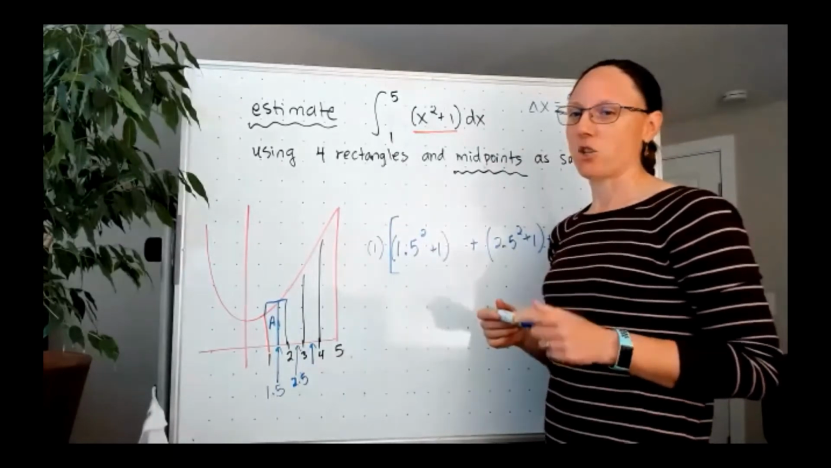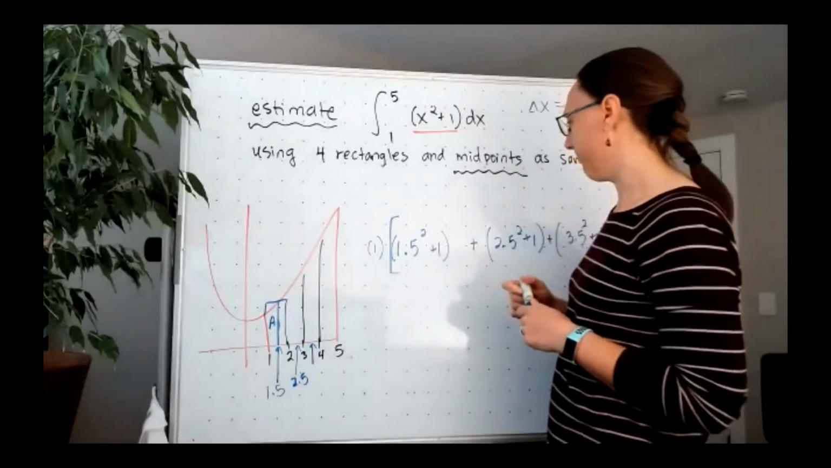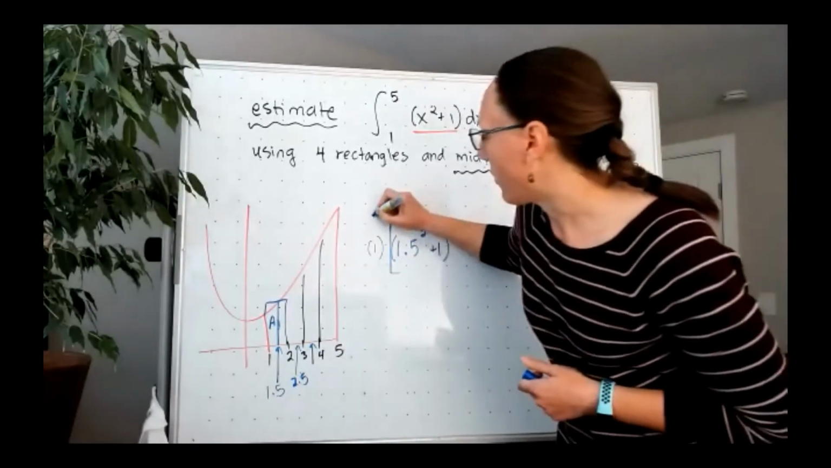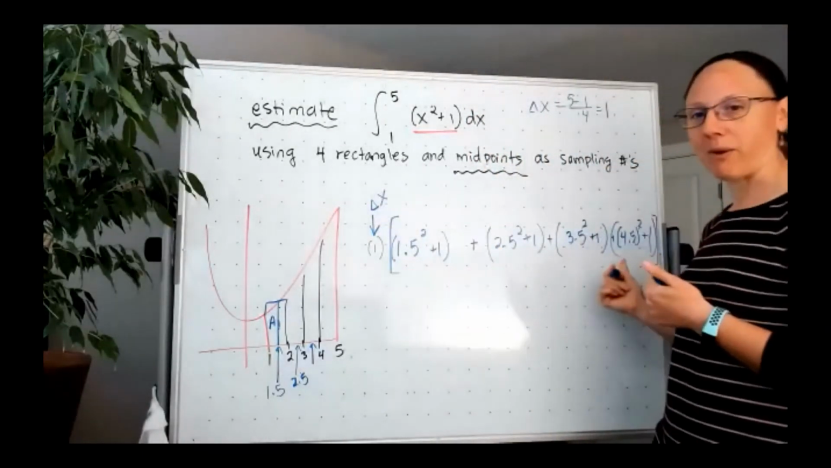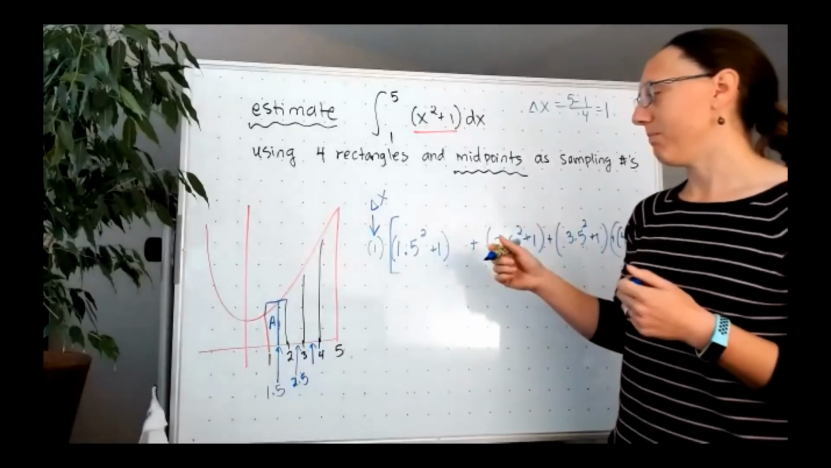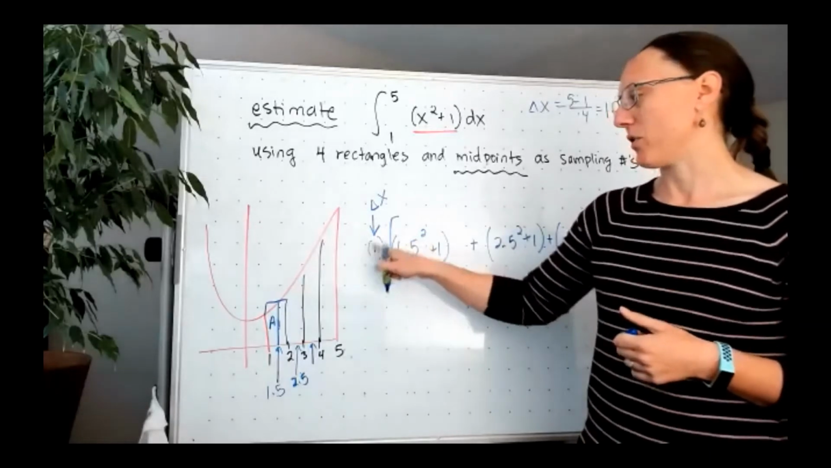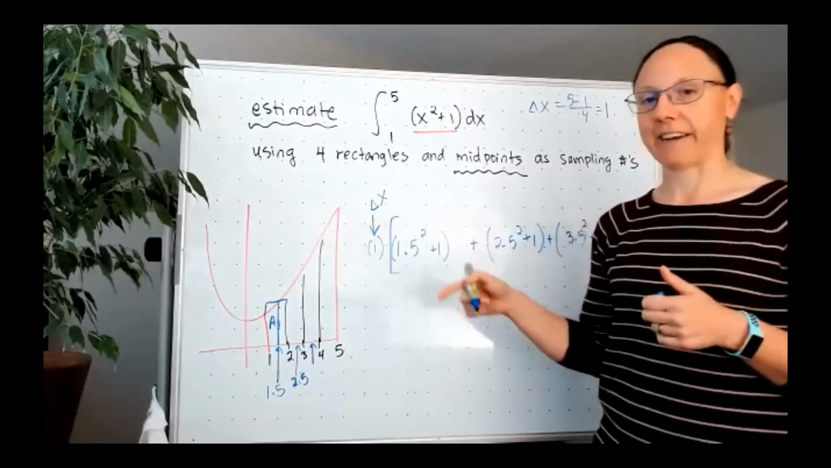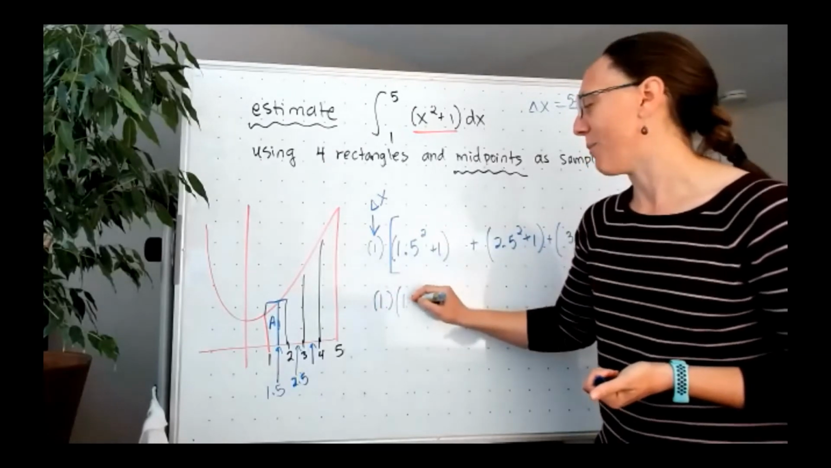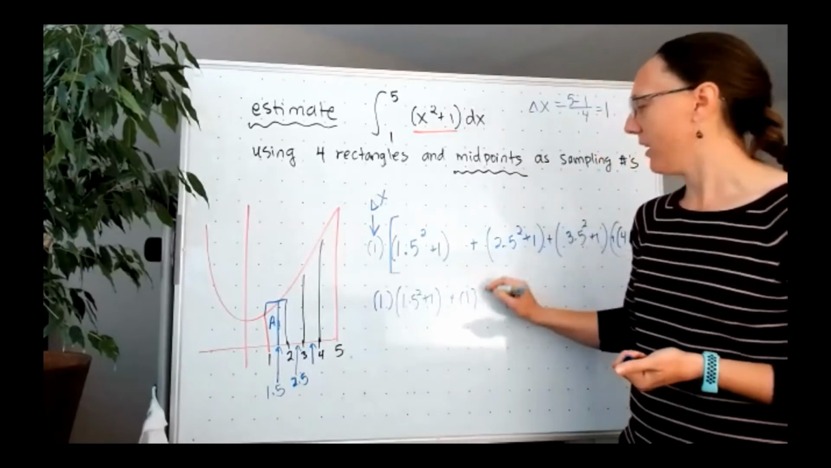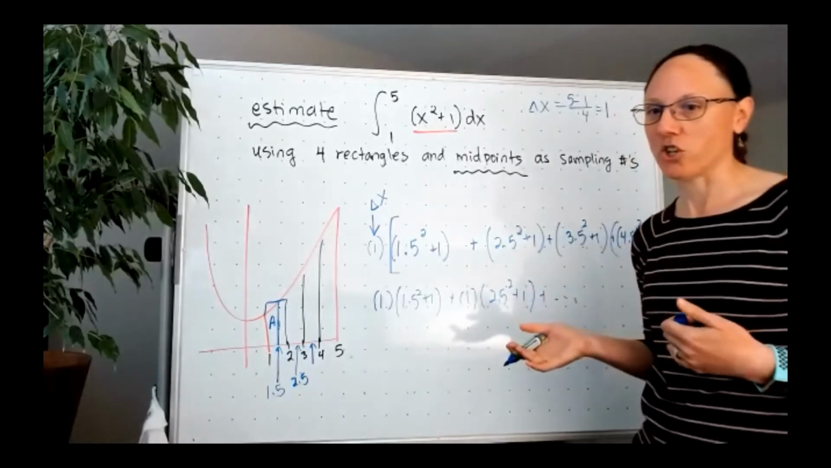So there's a question in the chat about why we took the 1. Okay, so this is my delta x. And for all of my rectangles, to get the area, I need the height times the base. But since the base of all of the rectangles is 1, I just factored it out. You could also write it each time. You could write it as 1 times the 1.5 squared plus 1, and then 1 times 2.5 squared plus 1, and keep going. It's just a choice.